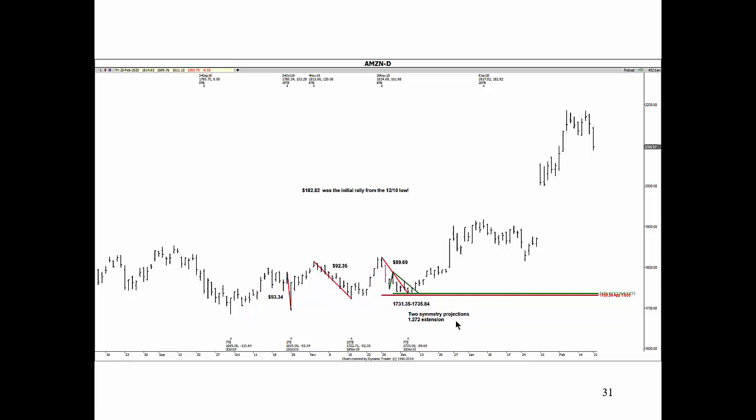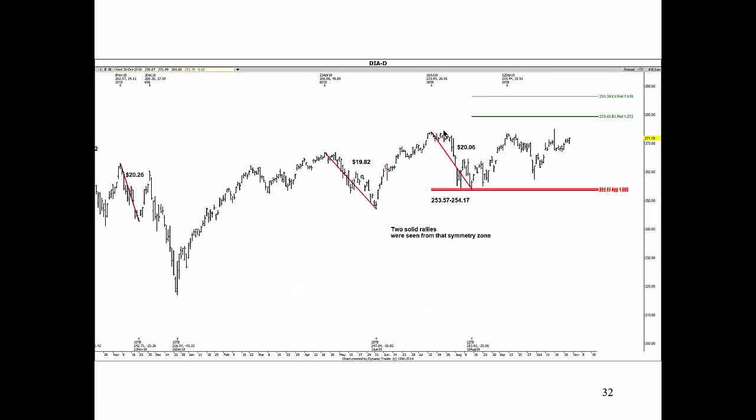So we had the 2 symmetry projections, and then very simply just a 1272 extension of this low to high swing. Gave us this as support. It hit, it held, it triggered entries, and then this was after the earnings. We had that crazy earnings recently. All right, so let's look for a couple of other examples.